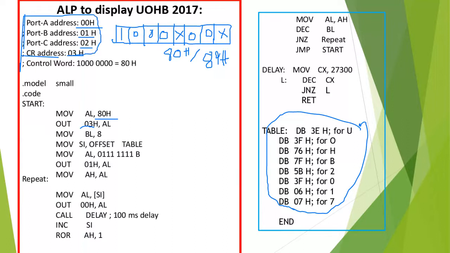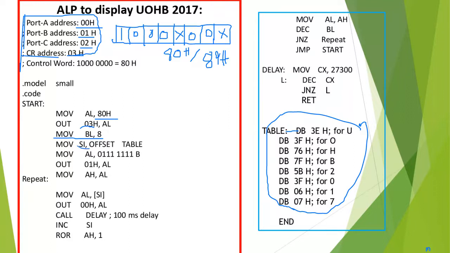Yeah. So these are the things they have given. Now we said MOV BL, 8. BL, 8 is for, I mean, let us see what it is. So MOV SI, offset table. That means the offset address for the first line, we set it in SI.